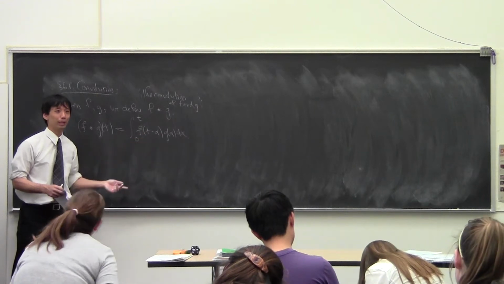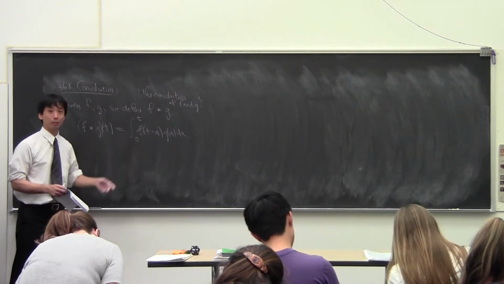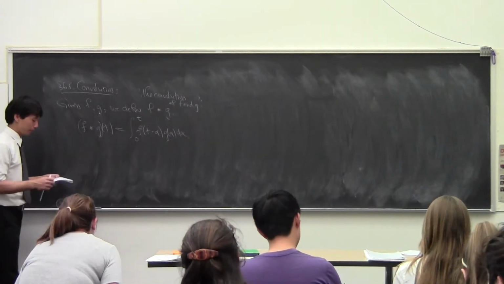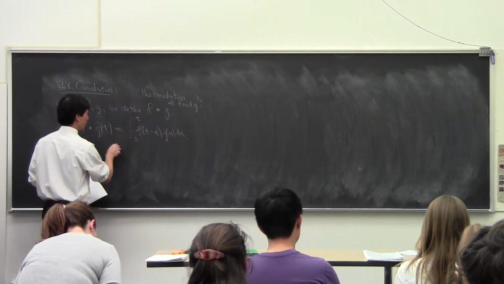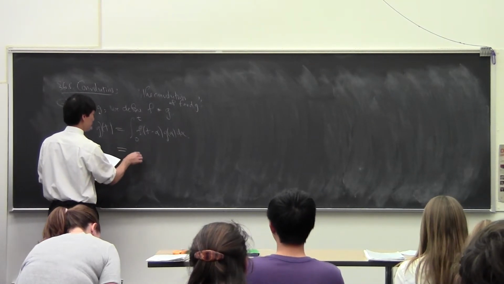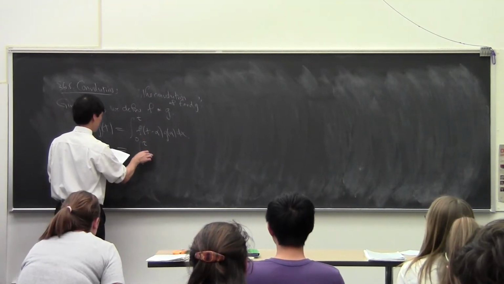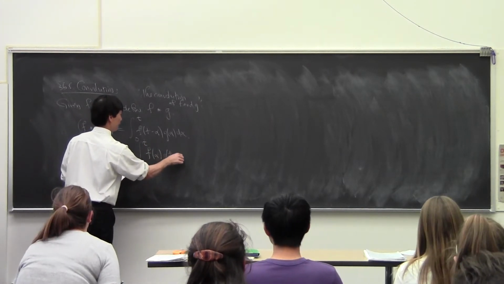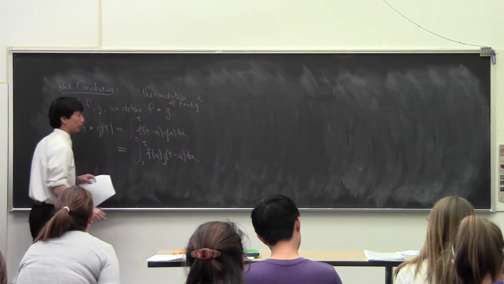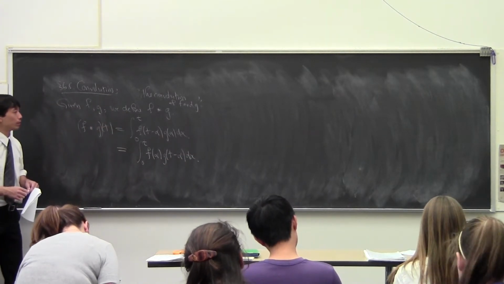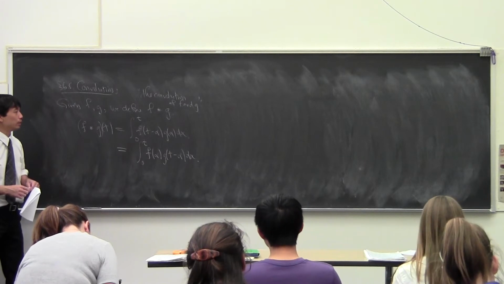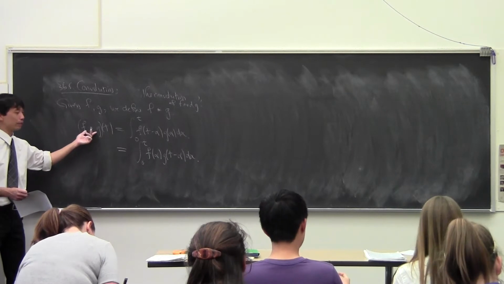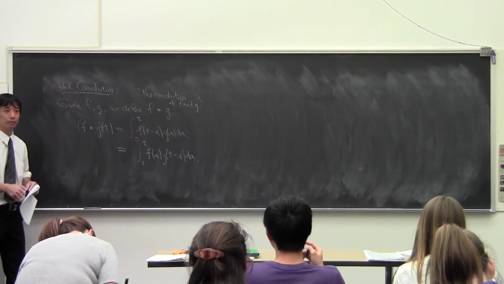We flip one function forwards, translate one of them, and integrate them together, and we call it the convolution. This is the same thing as the integral from 0 to t of f(alpha) g(t minus alpha). So it doesn't matter in what order we do it, right? The convolution of f against g will be the same thing as the convolution of g against f.